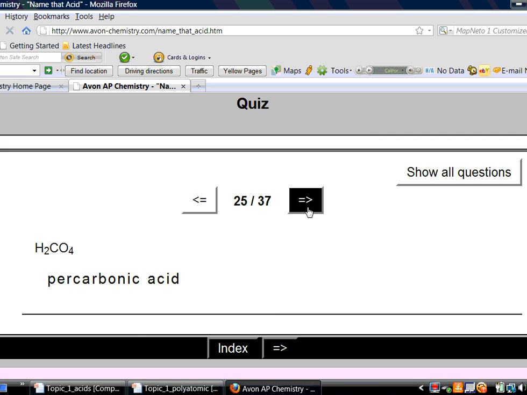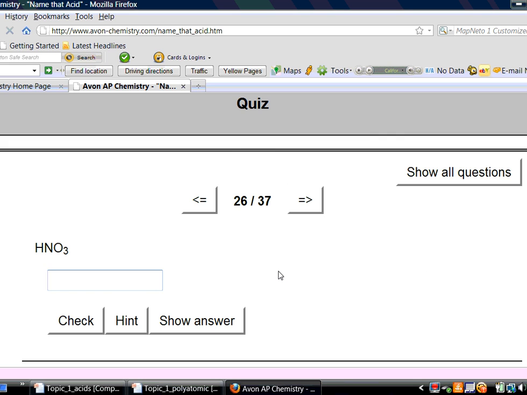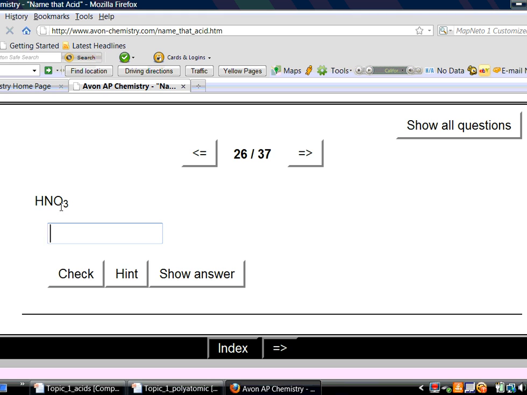HNO3, try to name that one. We have nitrate ion, so drop the ate and put ic for nitric acid.